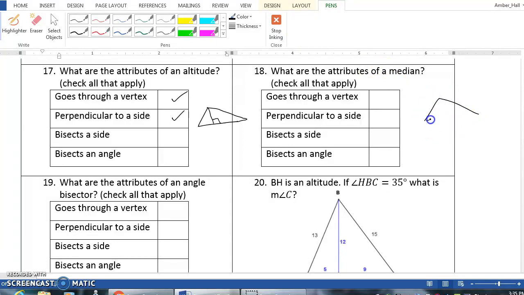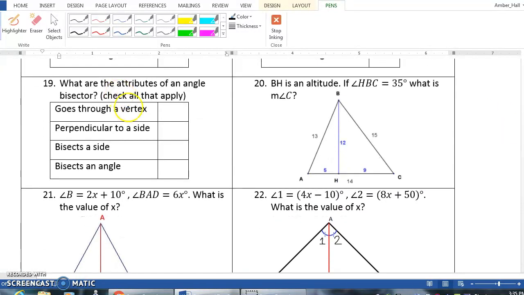What are the attributes of a median? Draw another triangle. Here we have a median. Does it go through a vertex? Yes. Is it perpendicular to a side? No. Does it bisect a side? Yes. Does it bisect an angle? No.